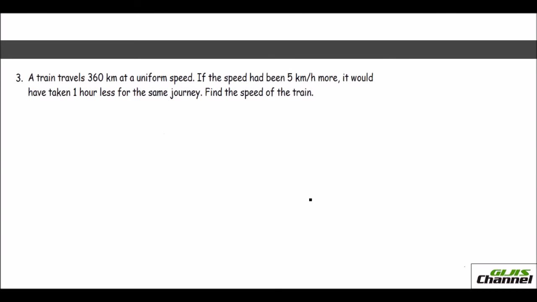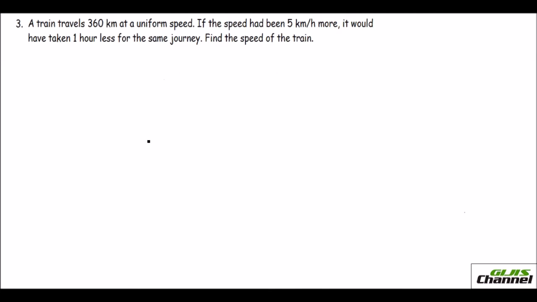Now let's do the third problem. A train travels 360 kilometers at a uniform speed. If the speed had been 5 kilometers per hour more, it would have taken 1 hour less for the same journey. Find the speed of the train. Let's take the speed of the train as the unknown value. Let the speed be x kilometers per hour.